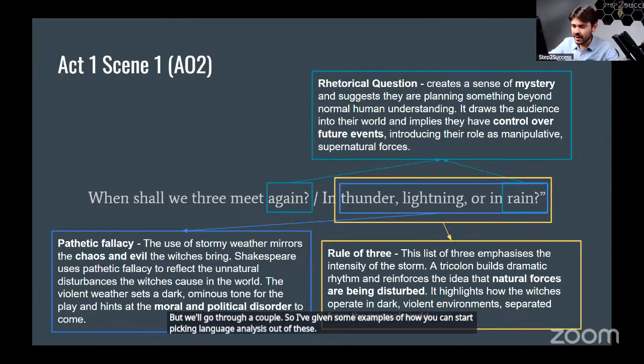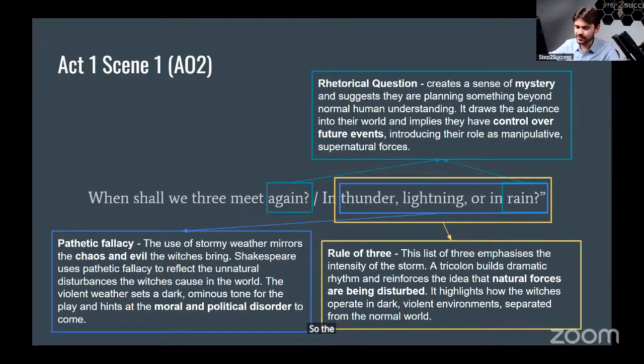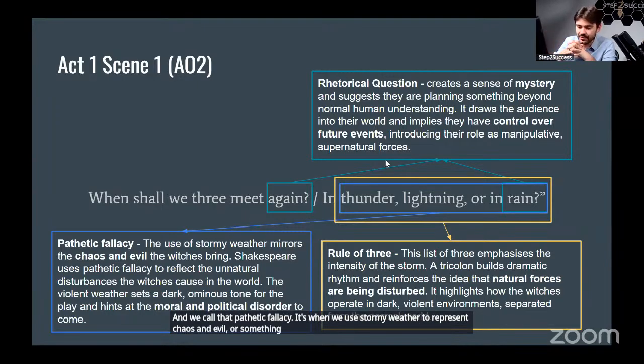So one of the very first quotes that the witches are introduced with is "when shall we three meet again in thunder, lightning, or in rain." So the things that I've picked out in blue here, there's the mention of weather, specifically thunder, lightning, and rain, all negative types of weather. And we call that pathetic fallacy. It's when we use stormy weather to represent chaos and evil or something negative going to happen.